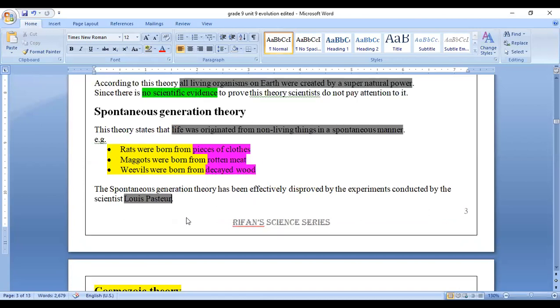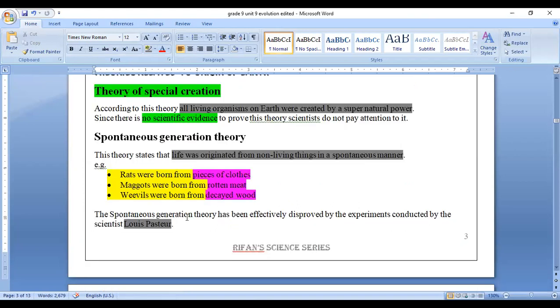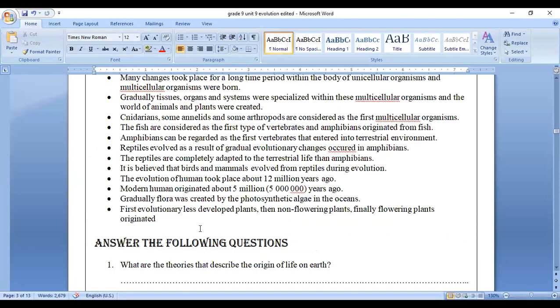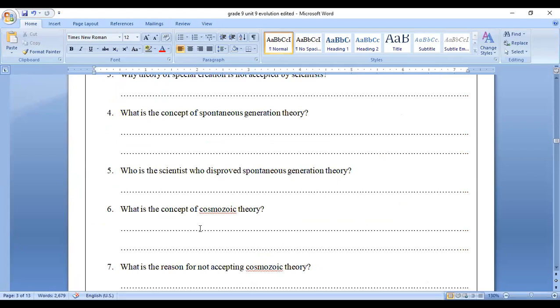The fifth question is, who is the scientist who disproved the spontaneous generation theory? Louis Pasteur. Disproved or proved? No. Proved would mean he says spontaneous generation theory is right. Disproved means spontaneous generation theory is wrong. Understood? What is the next question?